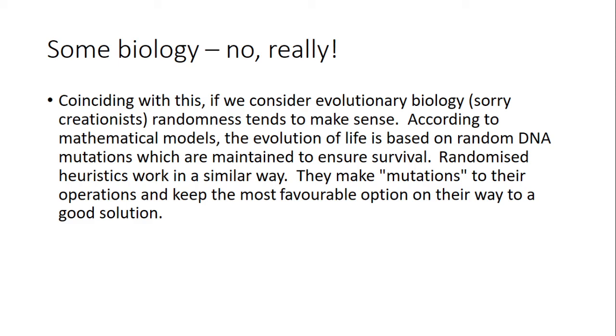So coinciding with this, if we consider evolutionary biology, I'm sorry to creationists, randomness tends to make sense. According to mathematical models, the evolution of life is based on random DNA mutations, which are maintained to ensure survival. Randomized heuristics work in a similar way. They make "mutations", and I'm doing the air quotes because that's what I'll be doing in class, to their operations and keep the most favourable option on their way to a good solution.